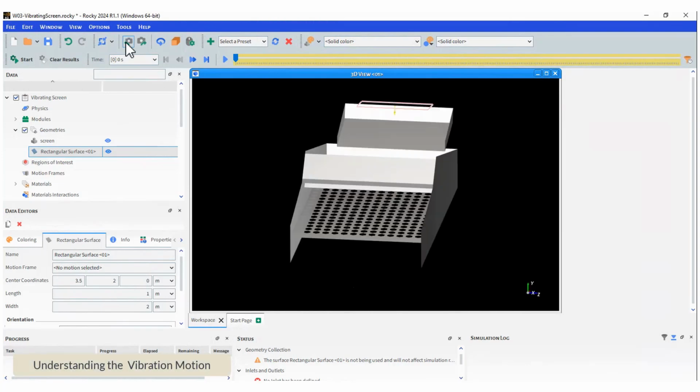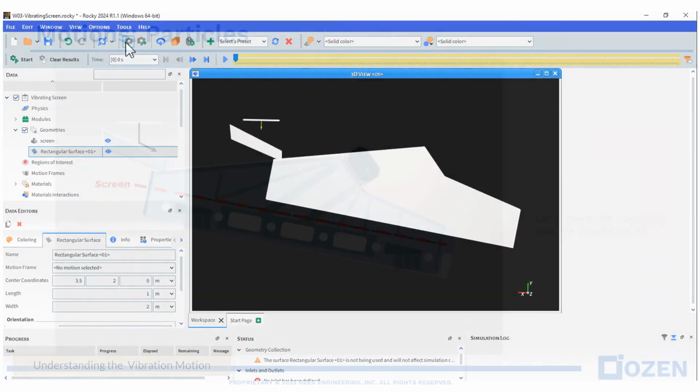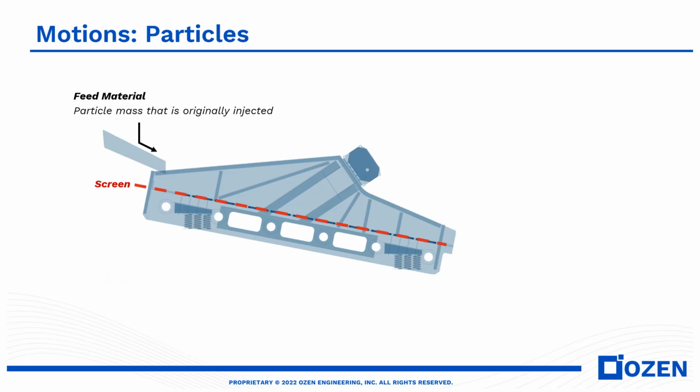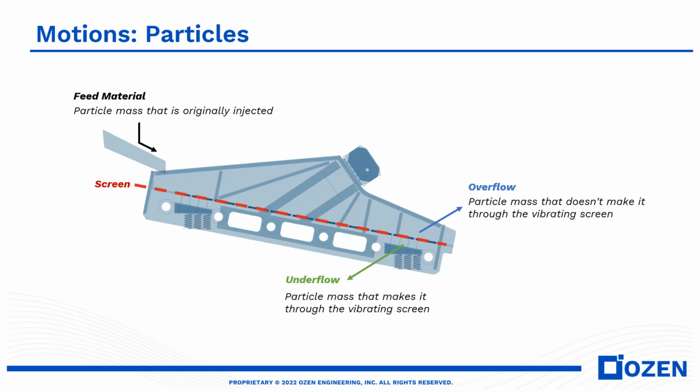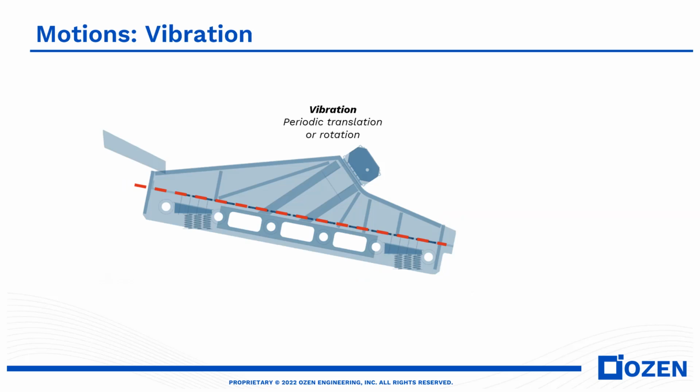Now, let's take a look at the vibration motion. We have the feed material that goes through the screen. This results in two flows, the overflow and the underflow. But the screen needs a vibration motion.